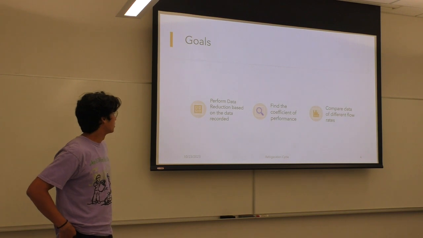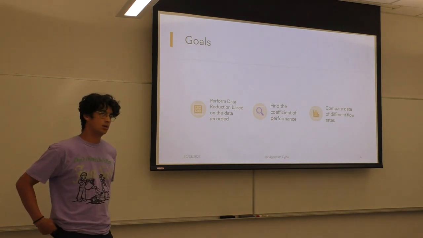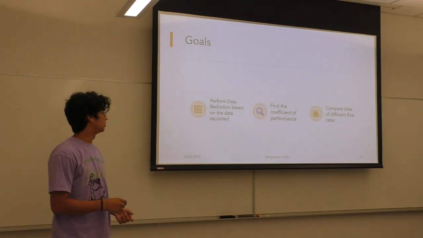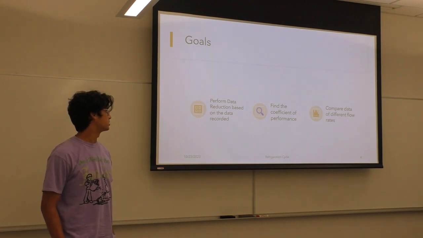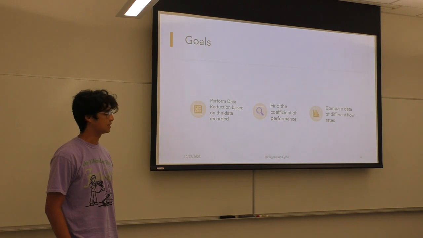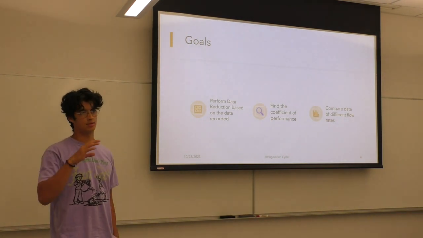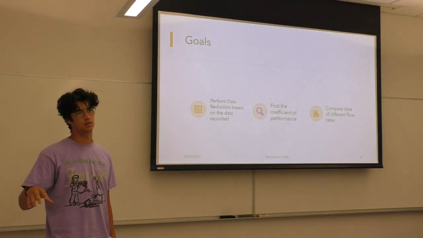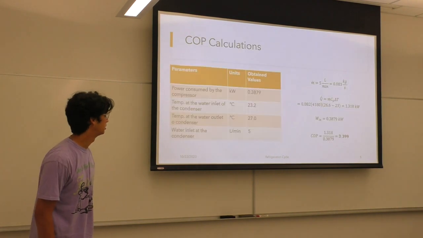The goals were to perform data reduction on the system, to find the coefficient of performance at a flow rate of 5 liters per minute, and to compare the data of different flow rates and see how their trends compare to the expected trend of a refrigeration cycle.